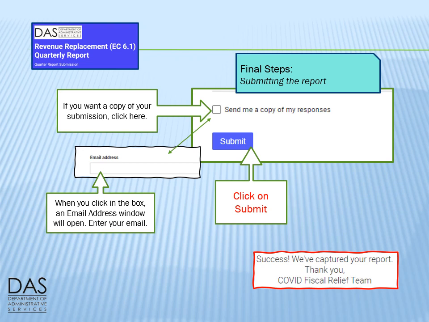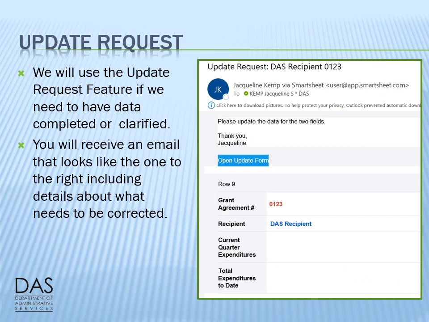If you would like a copy of your submission, click here. Send me a copy of my responses. An email address window will open. Please enter your email. The last step is click on the Submit button and you're done. You will receive a notice that says your report has been received by us.